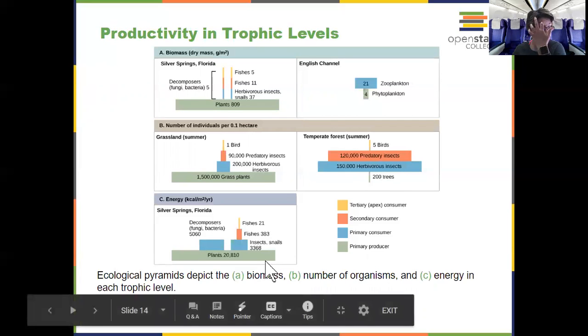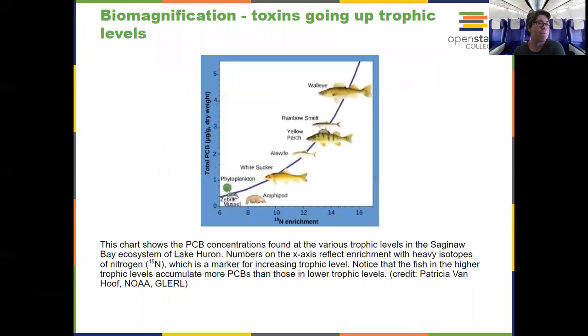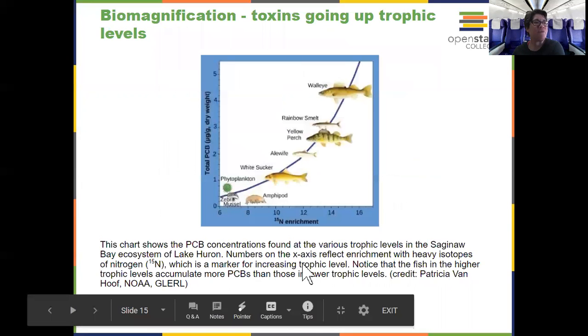In Silver Springs, Florida, we're looking at plants here in terms of energy instead of biomass, which is up here. And so we still see that we're getting way less as we move up. So there are different ways to look at this: we can look at energy, we can look at numbers, we can look at biomass for sure.